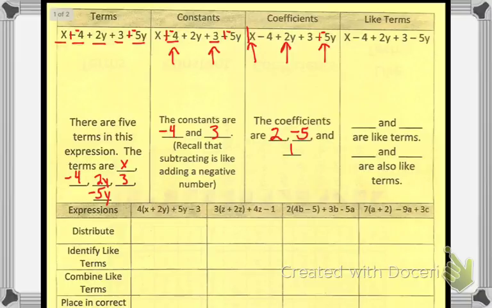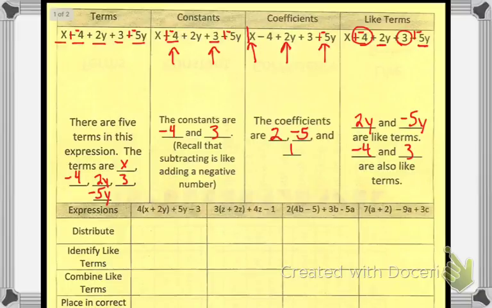Now, let's look at our like terms. And again, I'm going to go ahead and do my slash slash everywhere I see subtraction. 2y and -5y are like terms. Don't forget the negative sign. We have x all by itself. There is no like term to go with it. But then we have -4 and 3. Notice they have no variable, and so they would be like terms.